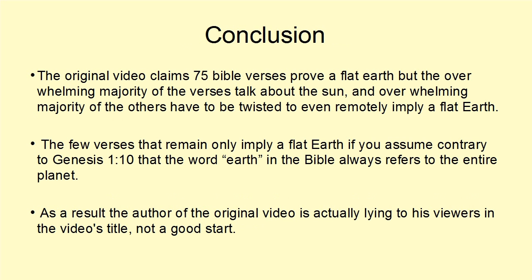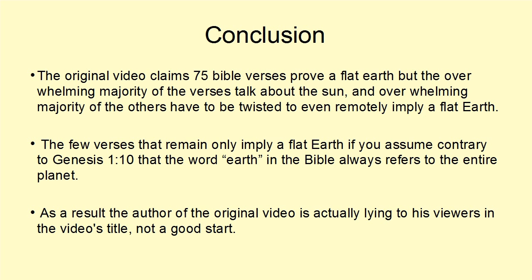In conclusion, the original video claims 75 Bible verses prove a flat earth, but the overwhelming majority of the verses talk about the sun, and the overwhelming majority of the others have to be twisted to even remotely imply a flat earth. The few verses that remain only imply a flat earth if you assume, contrary to Genesis 1:10, that the word earth in the Bible always refers to the entire planet. As a result, the author of the original video is actually lying to his viewers in the video's title.